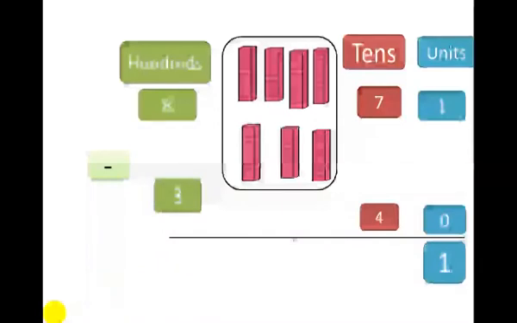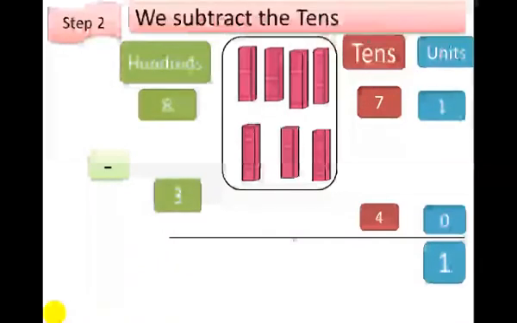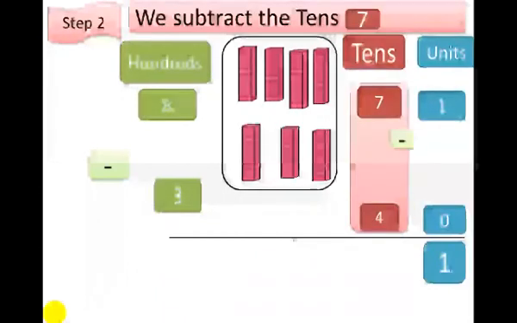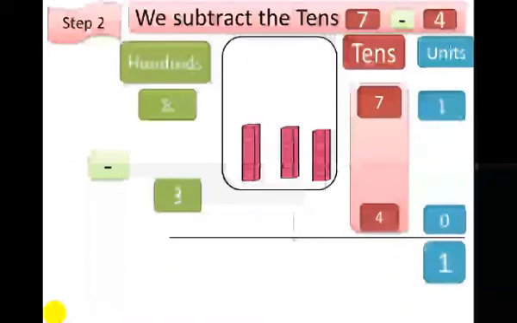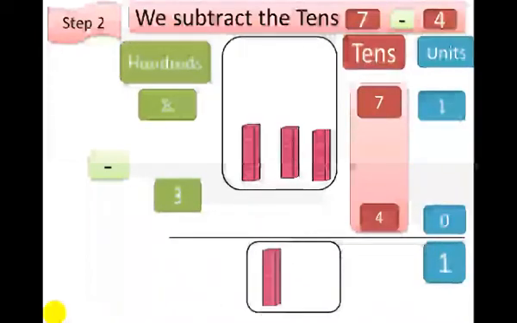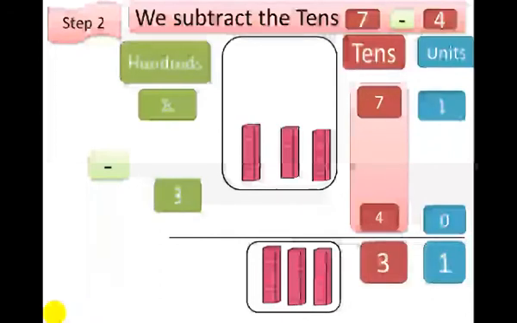Next, we subtract their tens. 7 tens minus 4 tens. 1, 2, 3, 4 equals to 1 ten, 2 tens, 3 tens. 7 tens minus 4 tens equals to 3 tens.